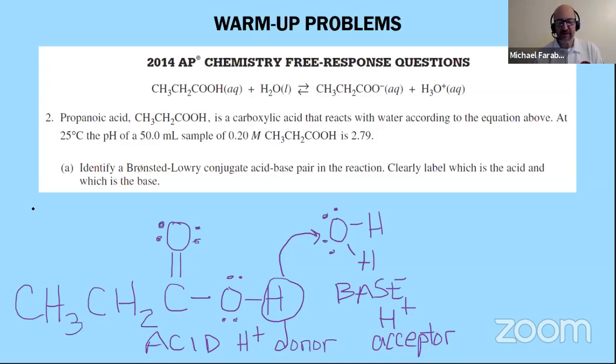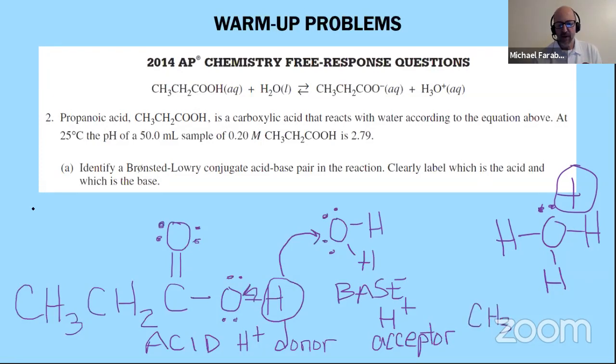Now, what do we have on the other side of the equation? Well, after this particular transfer has occurred, we're going to produce a molecule of water that has now accepted H+. This now becomes a polyatomic ion that has a positive charge. So that is the hydronium ion, H3O+, that you can see on the right side of the equation. And after this particular bond breaks, the propanoic acid will turn into the following ion. This is called the propanoate ion. So it has all of the atoms except for that final hydrogen.